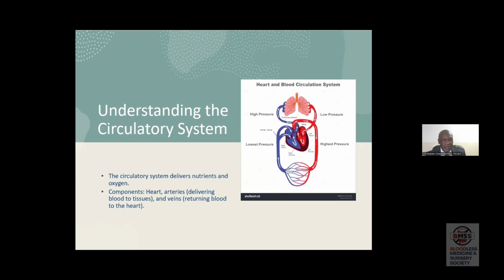A bit about anatomy to understand why there is bleeding during surgery. The blood circulation system delivers the nutrients and oxygen to all cells in the body. It consists of the heart and the blood vessels running through the entire body. The arteries carry blood away from the heart, and the veins carry it back to the heart.